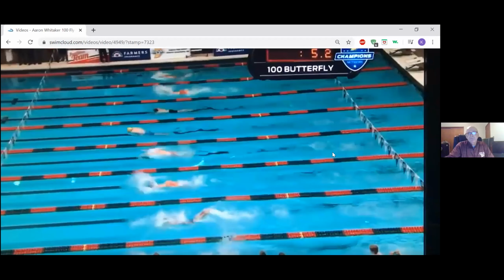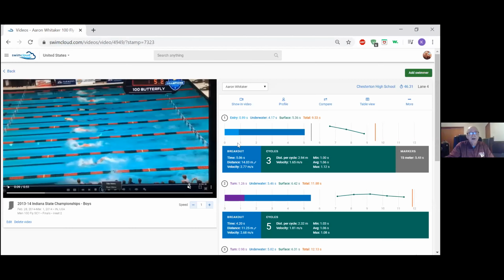This is the software here. This bar is the first 25 of this 100 fly. This light blue is the start and the hand entry, and then the long blue line here is the underwater. This denotes the underwater metrics. So it took him 5 seconds to get there. He broke out at 14 meters, and his velocity was 2.7 meters per second.